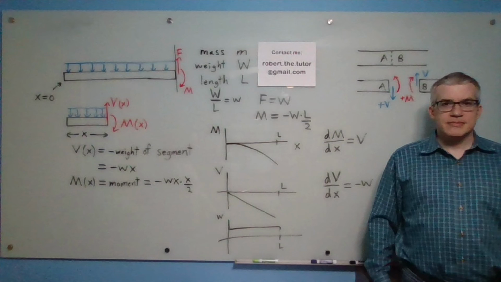So the moment is a downward parabola starting at 0. Shear is a downward sloping straight line starting at 0. And the weight per length is a positive constant. These are examples of the relationships that the derivative of the moment with respect to x is the shear, and the derivative of the shear with respect to x is negative the weight per length.